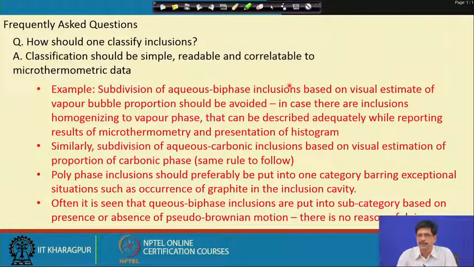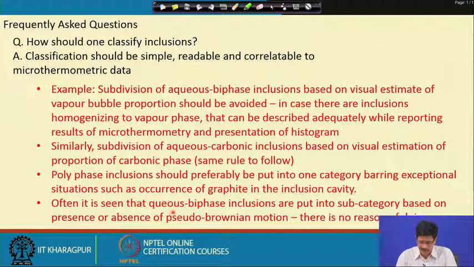And similarly, if they do exhibit different modes of homogenization, suppose there are two coexisting aqueous carbonic inclusions, one homogenizing to the aqueous phase and the other homogenizing to the carbonic phase, these could very well be recorded and documented while reporting the microthermometric result, and we know that they do have very important implications as far as the entrapment conditions of these aqueous carbonic inclusions are concerned.